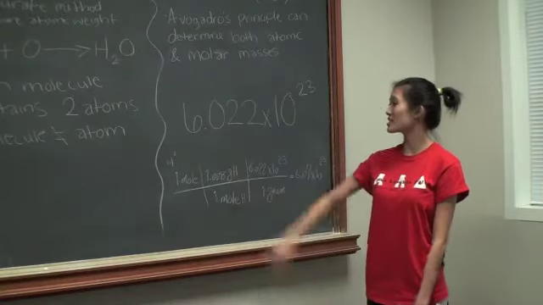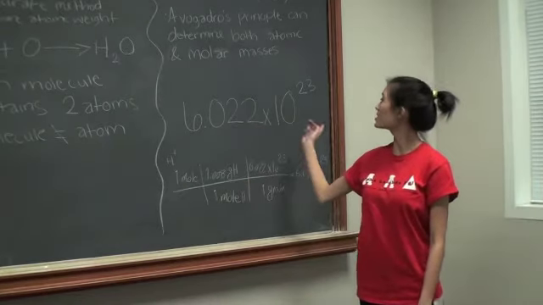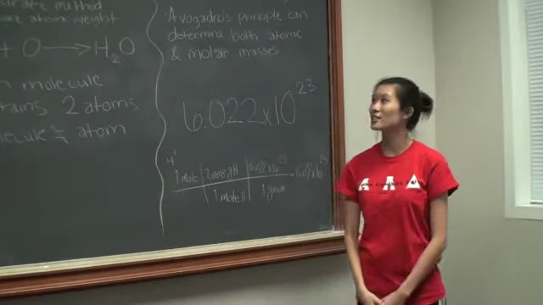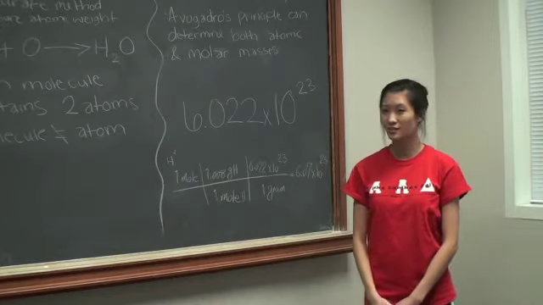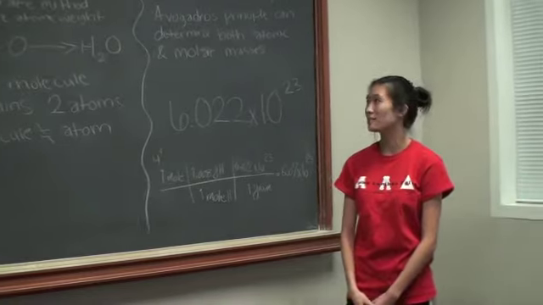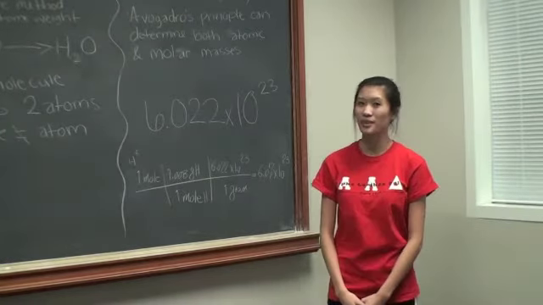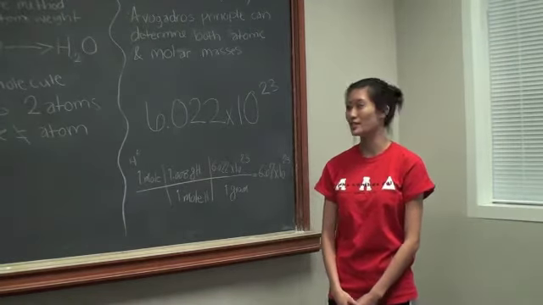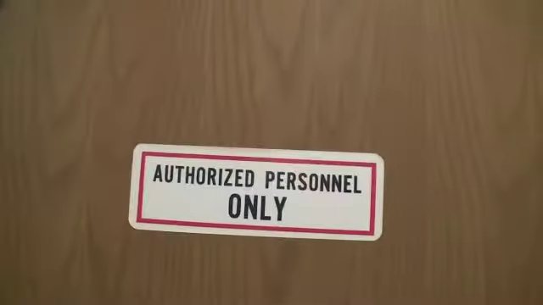Avogadro's number, which is 6.022 times 10 to the 23rd power, wasn't actually determined by Avogadro himself, because Avogadro didn't have any knowledge of the concept of moles. However, his principle is what helped scientists later determine this number.